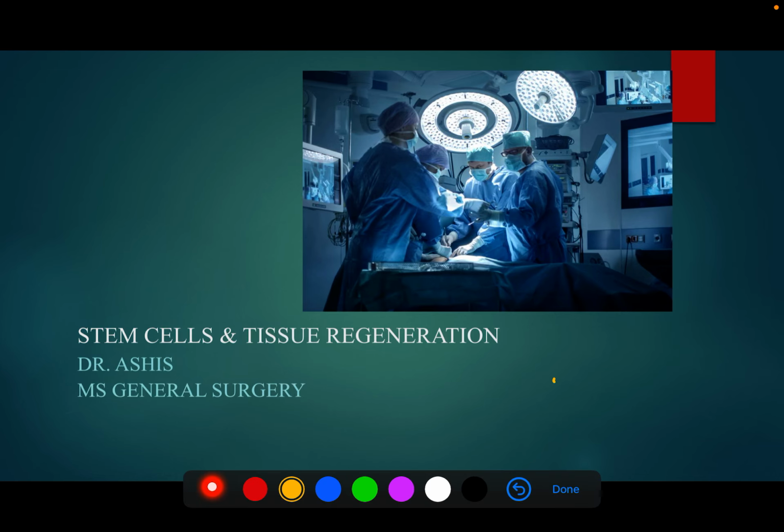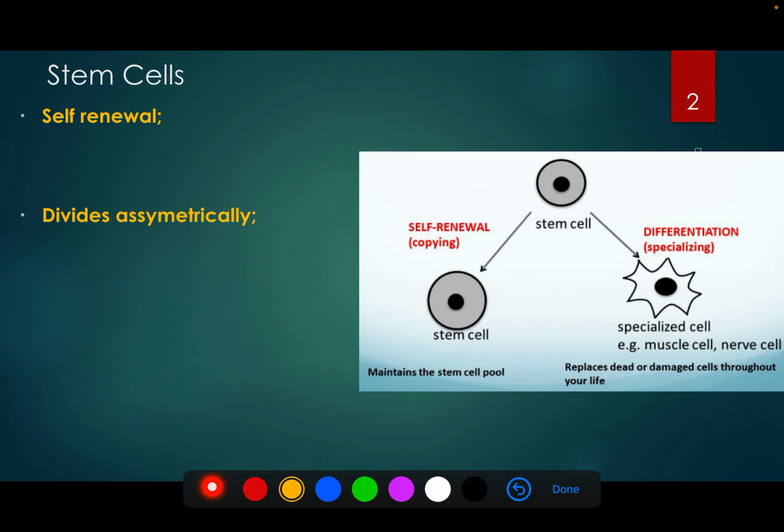Okay, after a long time now we are discussing stem cells and tissue regeneration. So let's see over here first, what are stem cells? Stem cells have two properties. One property is self-renewal and another property is asymmetric division.